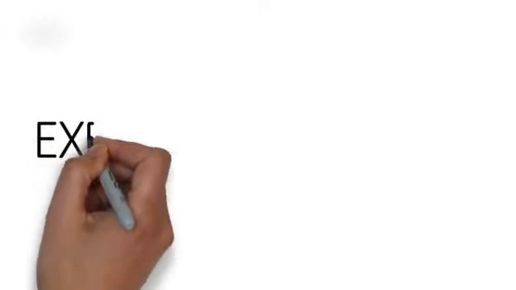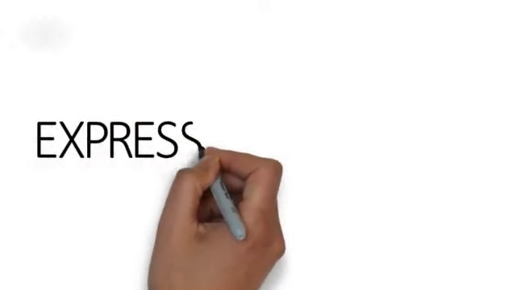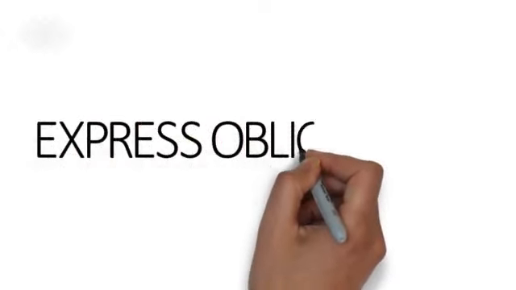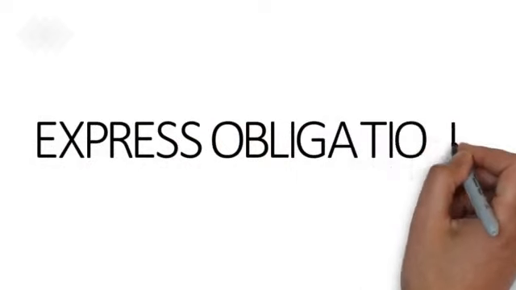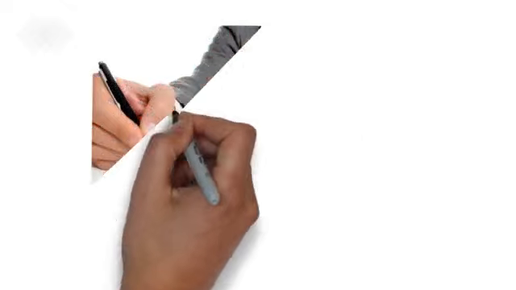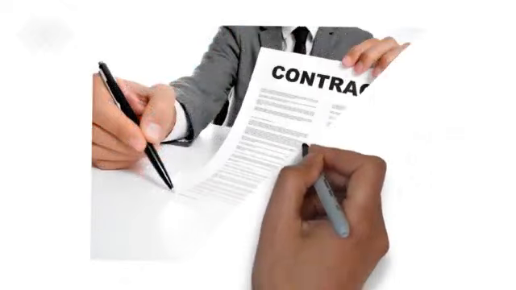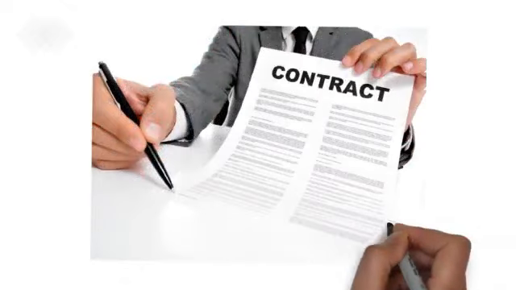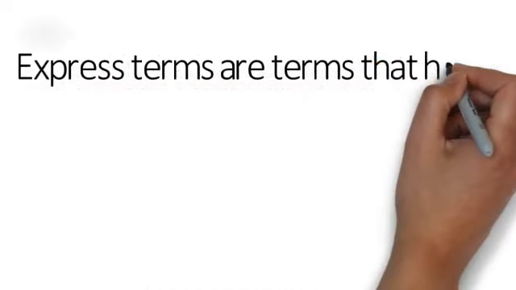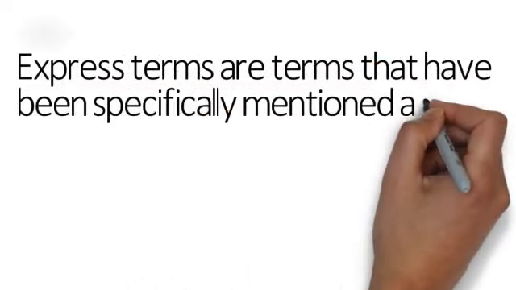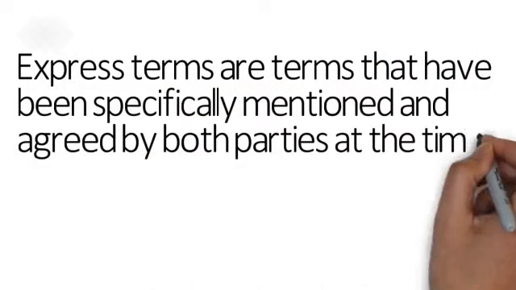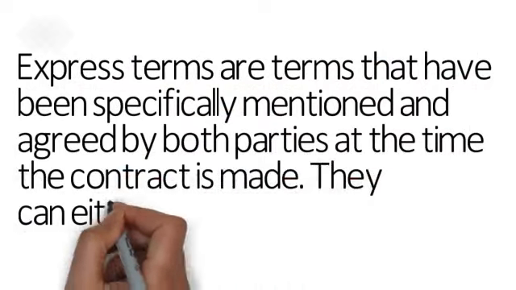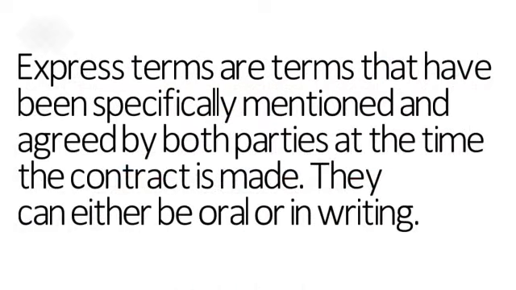Express obligations. The employer has obligations prior to the award of the contract and further obligations under the contract. Express obligations refer to any terms that are clearly stipulated in the contract, mentioned and agreed by both parties at the time the contract is made.